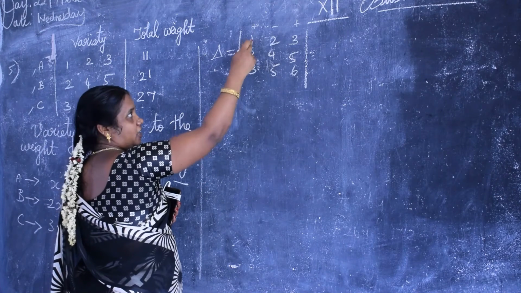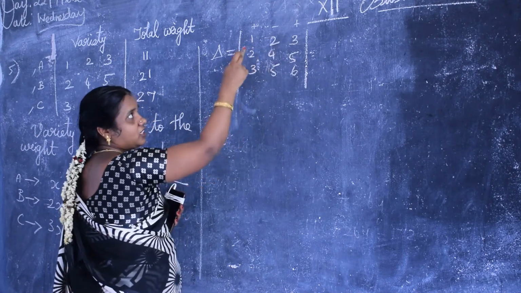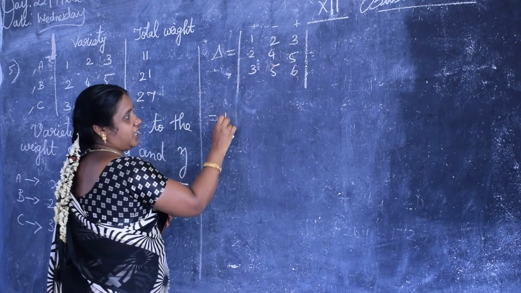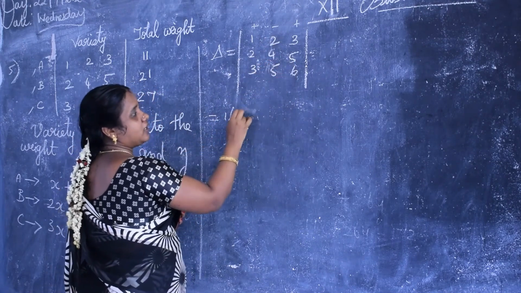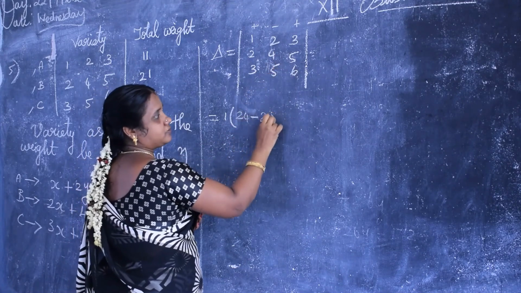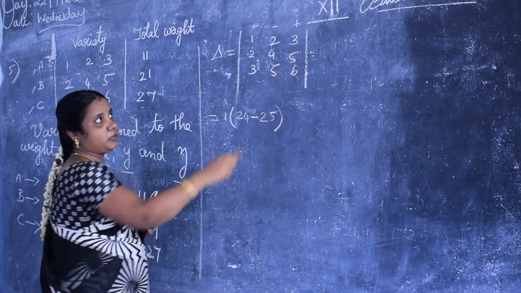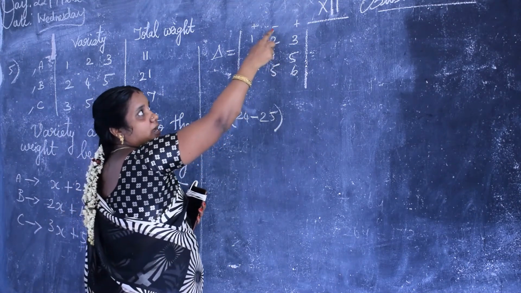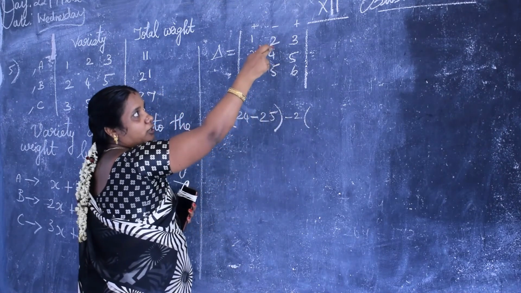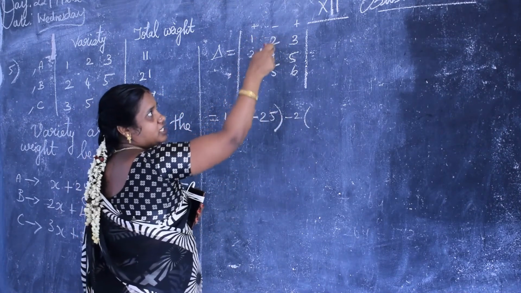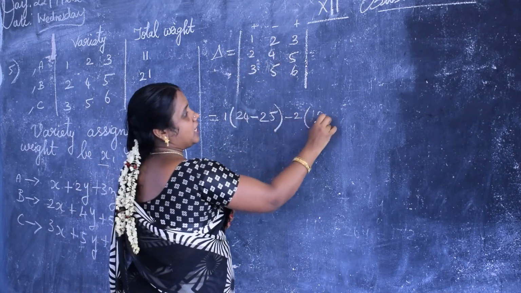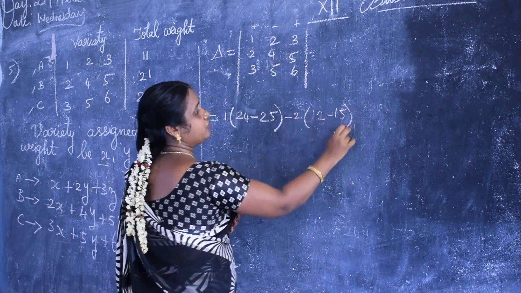See, when you take 1, you have to leave this row and column. The row and column where this 1 belongs, leave that and cross multiply the remaining. So 1 into this one: 6 4s are 24, 5 5s are 25. Have you understood? Next I am going to this element 2. What sign should we take? Minus 2 into, now leave this 2's row and column. You leave this row and column. Then cross multiply this: 12 minus 5 3s are 15.